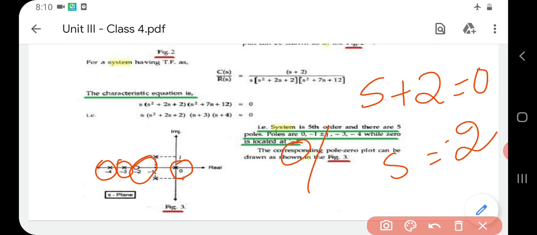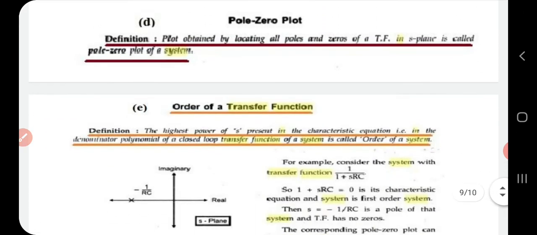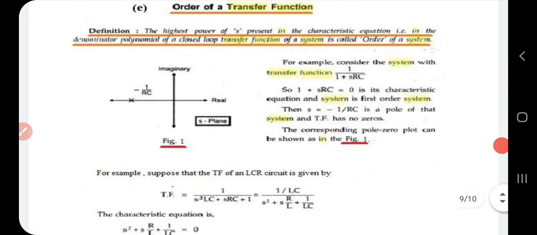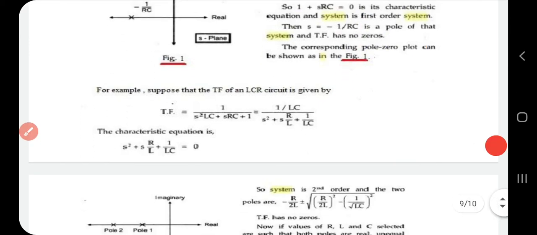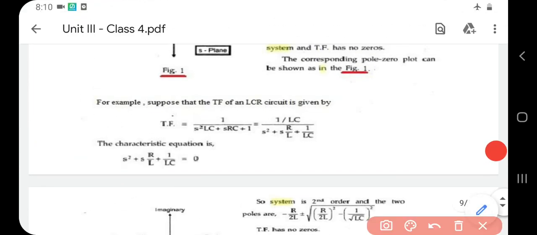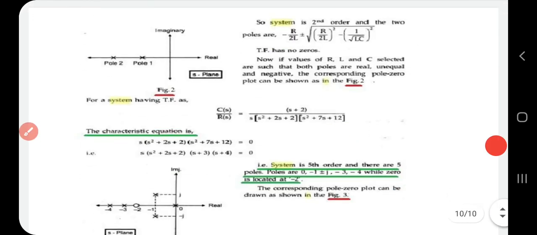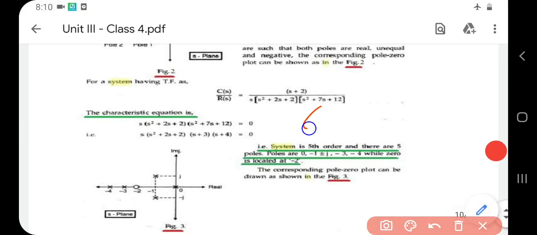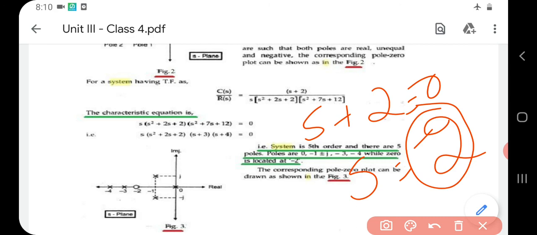In all the above examples, there was no numerator, right? Here it is 1 plus sRC, so you cannot put this numerator equal to 0. That's why we are saying that there are no zeros. In this case, here also the numerator you cannot equate to 0. That is why the transfer function has no zeros here. Like that. Here we have a numerator. That's why we can equate it to 0, and we say that the system has a zero at minus 2 and it is represented with a circle.